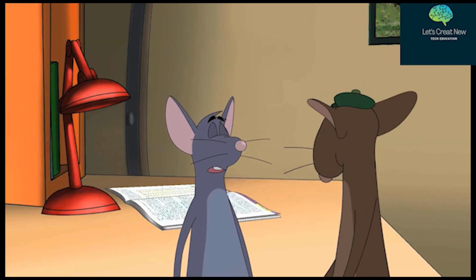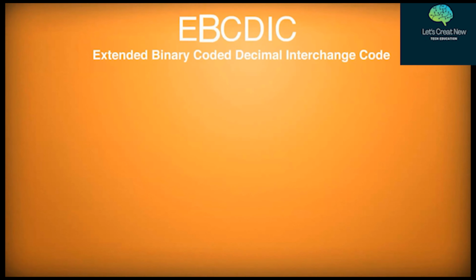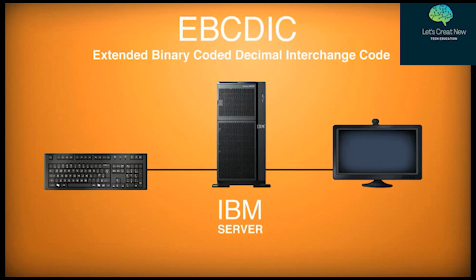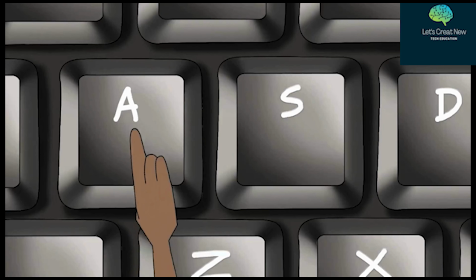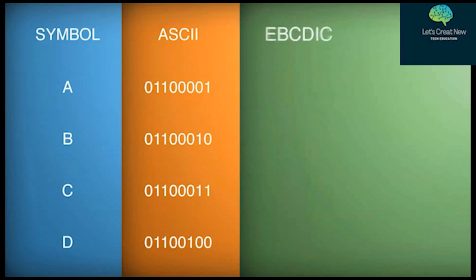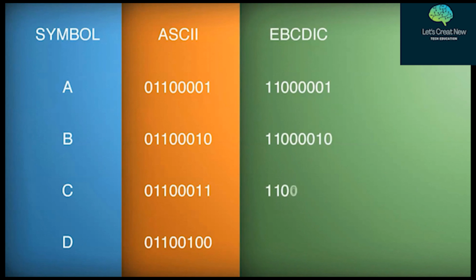Which other coding systems are there, Tiri? Well, there is EBCDIC, which was developed by the computer company IBM and used for large computers. It would translate the character A into 11000001. And similarly, we can see this for the other characters also.